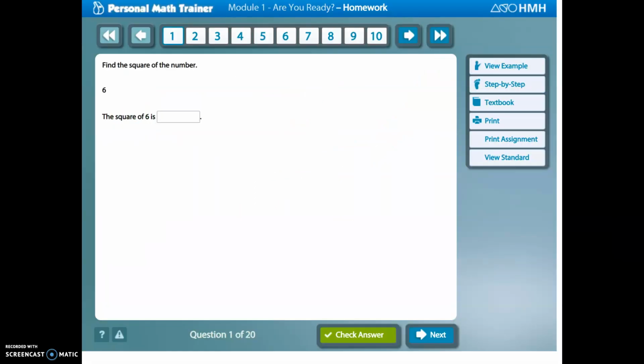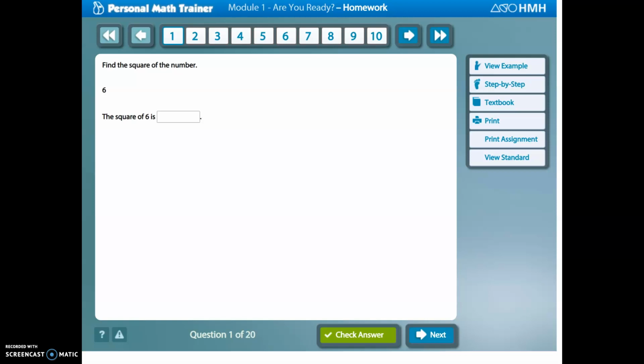All right, so those of you that want to be done can just go right into my.hrw and find your PMT for today, which is Module 1, Are You Ready? Go ahead and just give it a try. But I'm just going to go through 5 or 6 sample problems right now to show you exactly what it is going to look like.